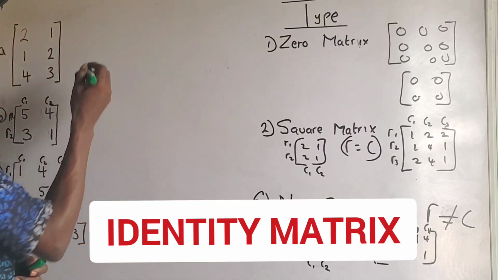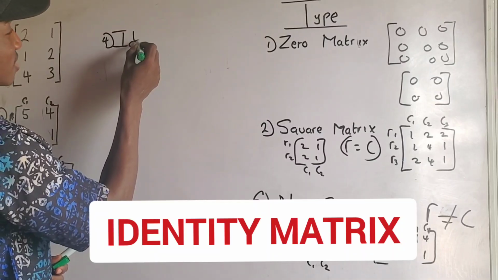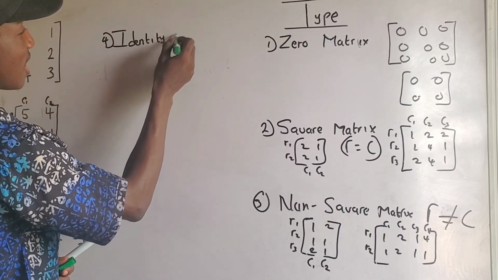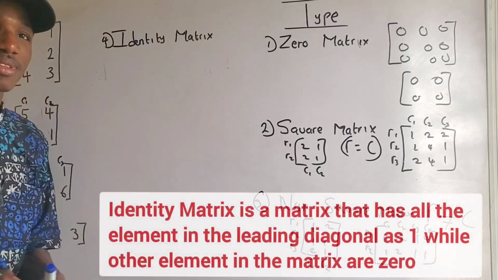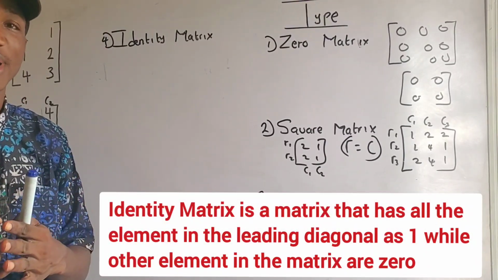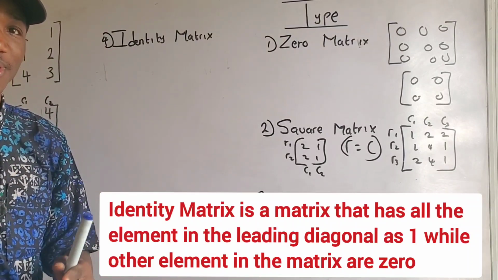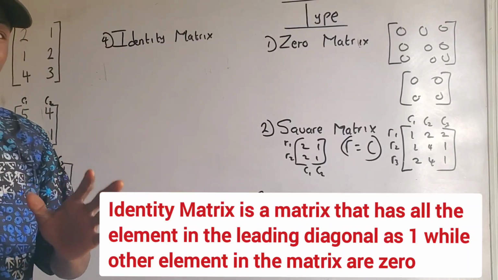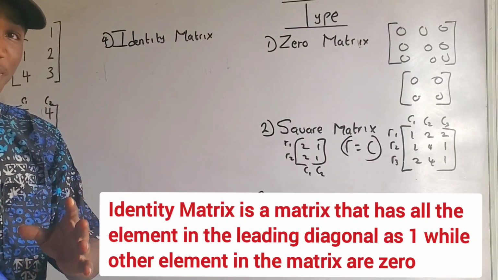Identity matrix. Please pay attention. Number 4, identity matrix. Now listen. An identity matrix is a matrix that has the leading diagonal equal to 1, while other elements are zeros. You understand? Listen to me carefully. I'm going to explain, just pay attention. I know that you've not heard of the concept of leading diagonal before, so pay attention.